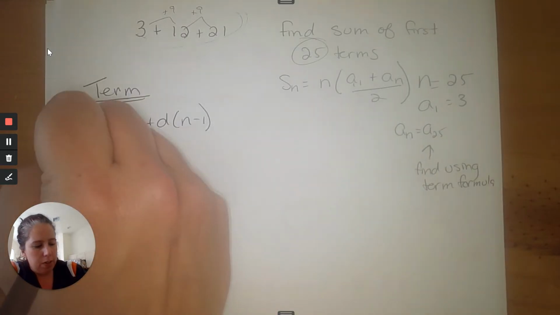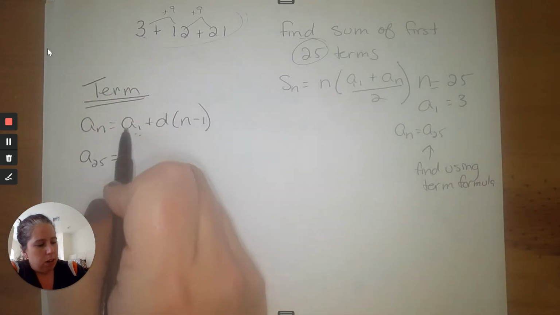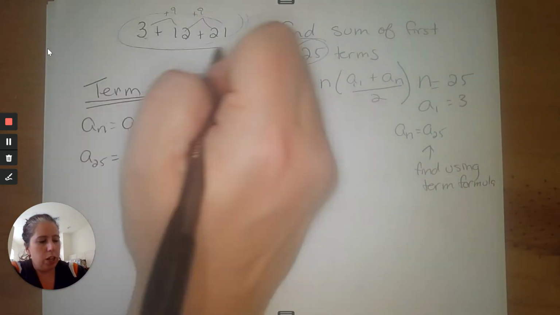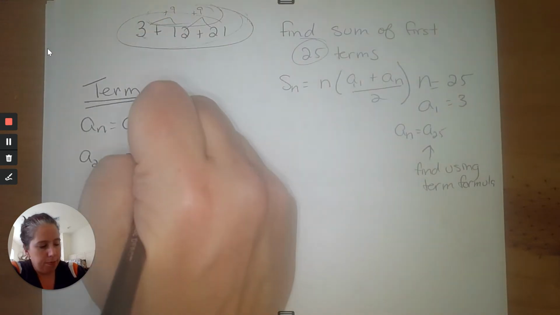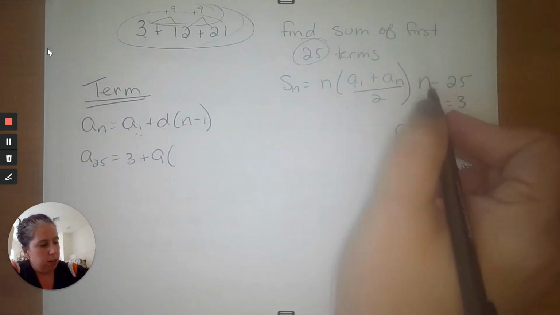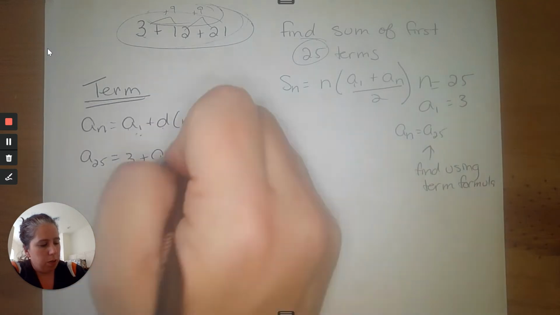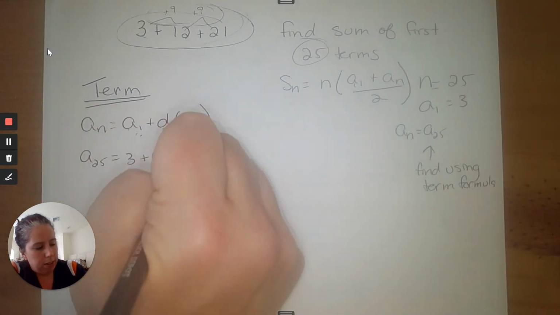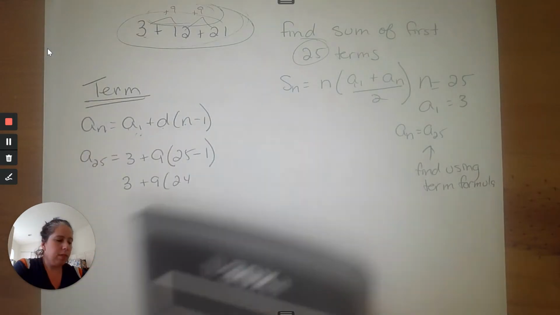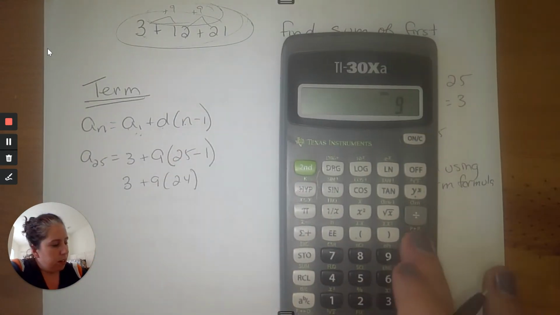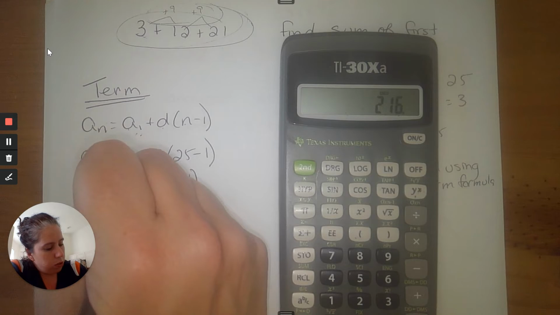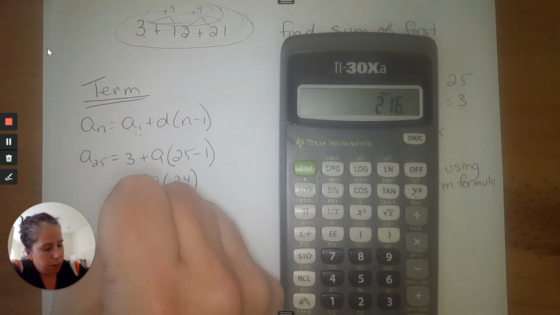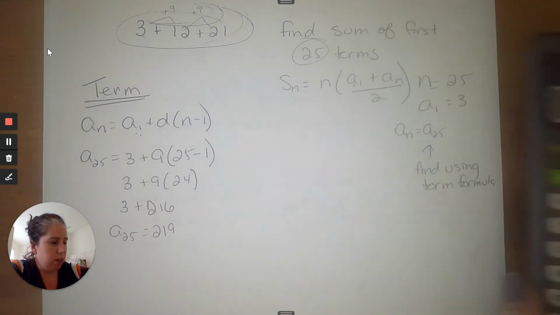So a25. I've got a1, which is 3, plus d, which is the change, so that's 9. And then n is still 25, because I'm trying to find the 25th term, minus 1. So 3 plus 9 times 24. So 9 times 24 is 216, which gives me a25 is 219.